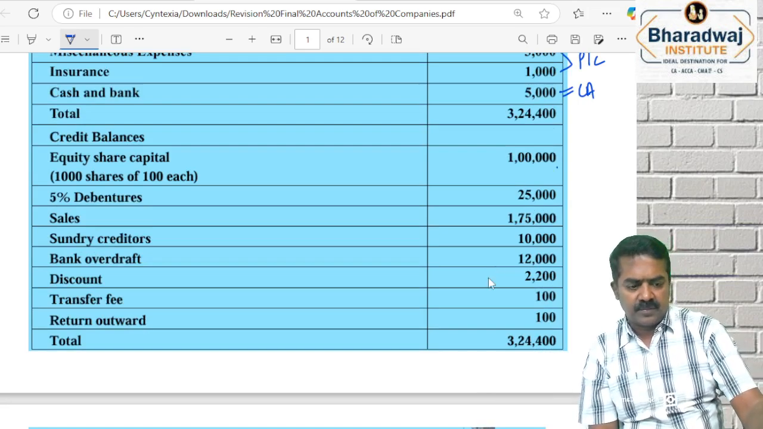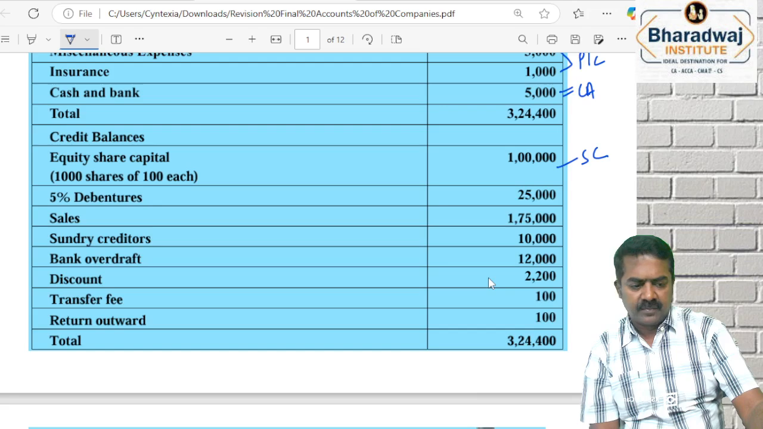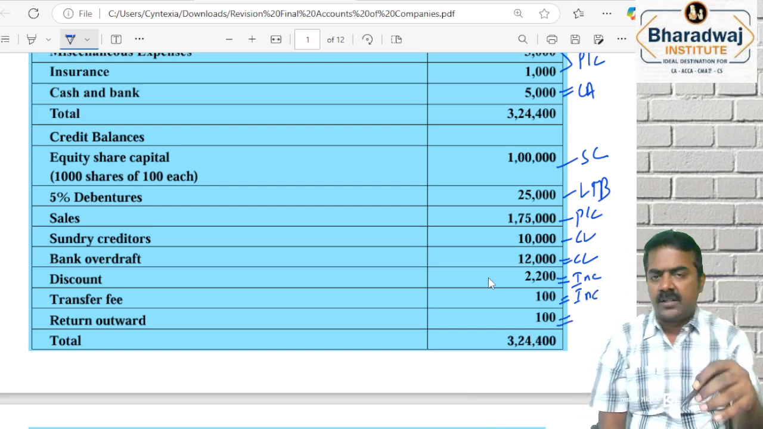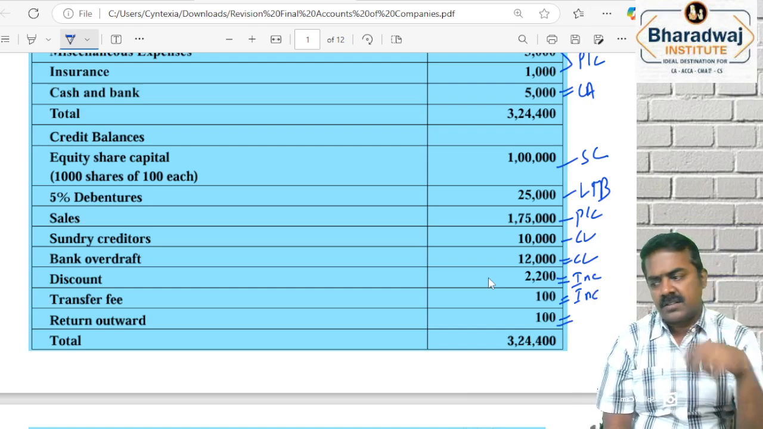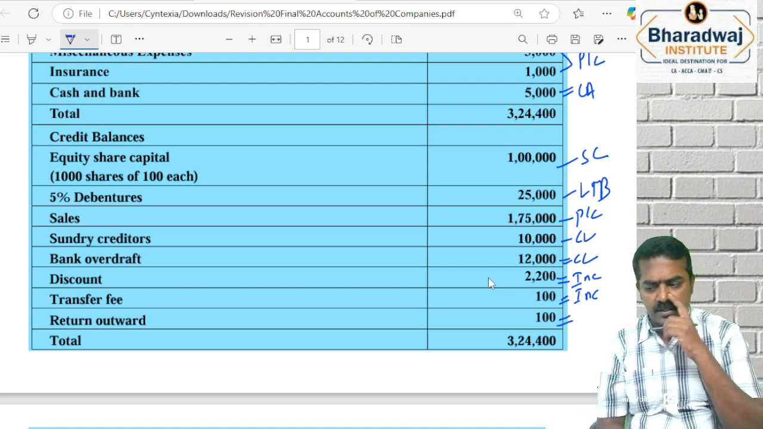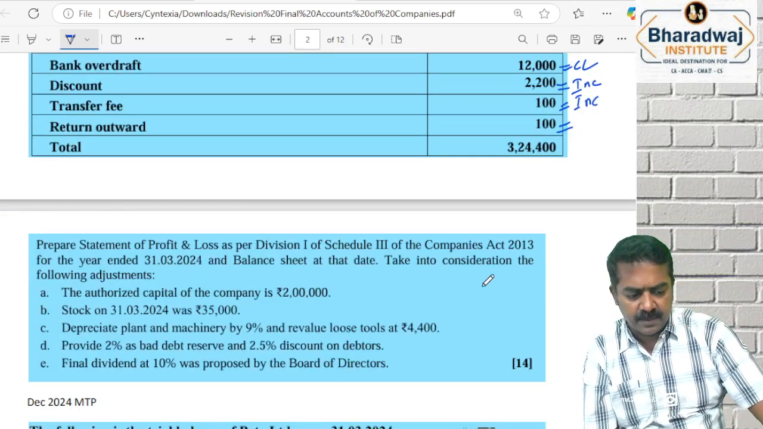Of course, this is share capital. This will come under long-term borrowings. Sales will come in the P&L account. Of course, current liability: Bank OD will come under short-term borrowings, current liability. Discount is an income. Transfer fees is an income. Returns outward means purchase returns. It will be adjusted from purchases.